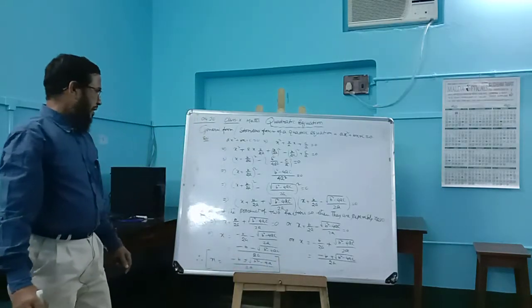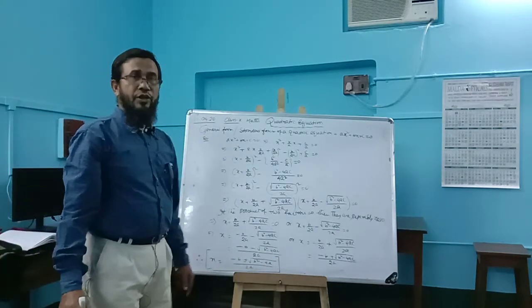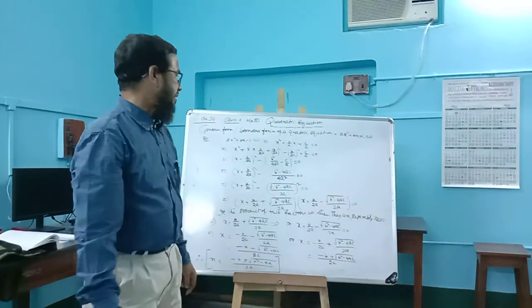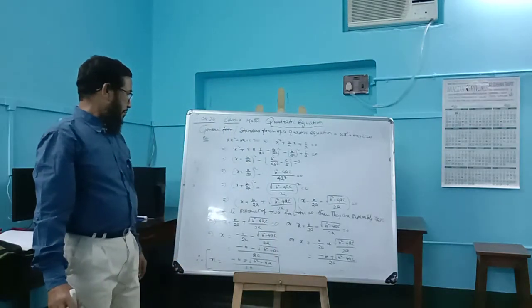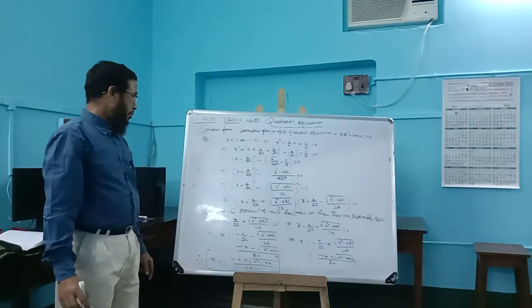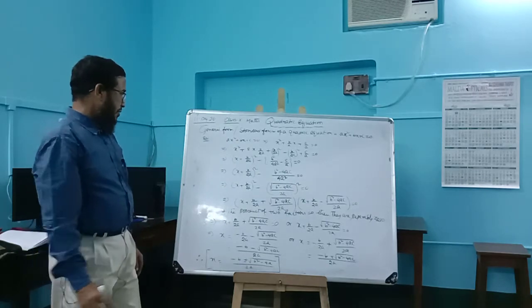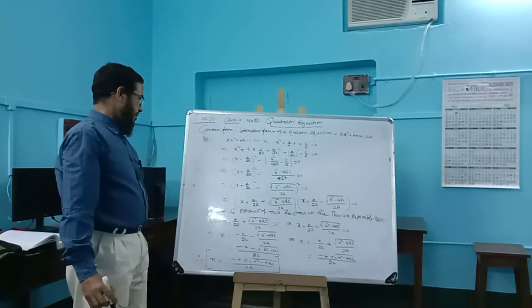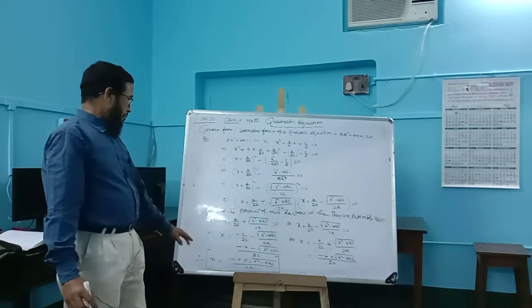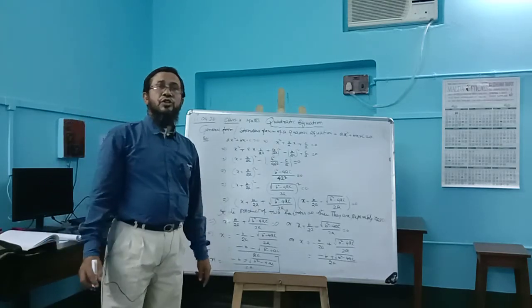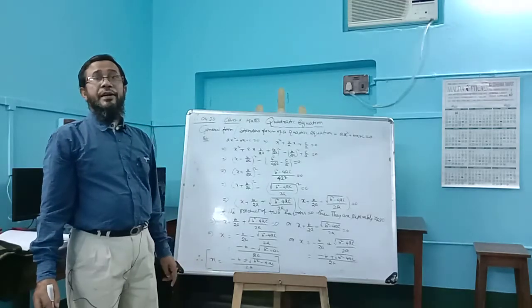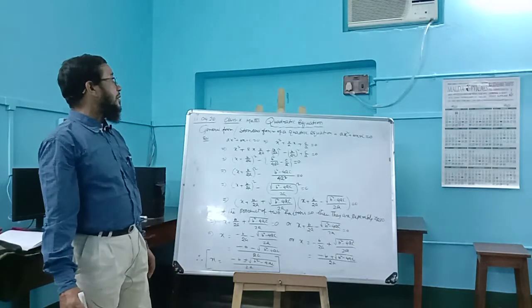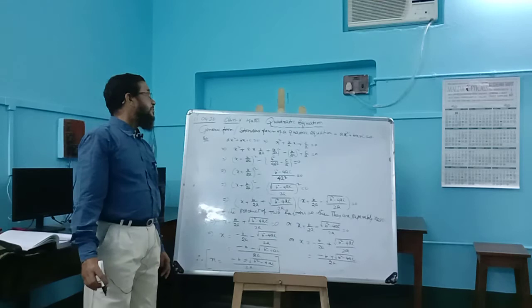This is the formula. This is the solution of a quadratic equation. X equal to minus b plus minus root over b square minus 4ac by twice a. You have to memorize this formula, solution of a general quadratic equation ax square plus bx plus c.